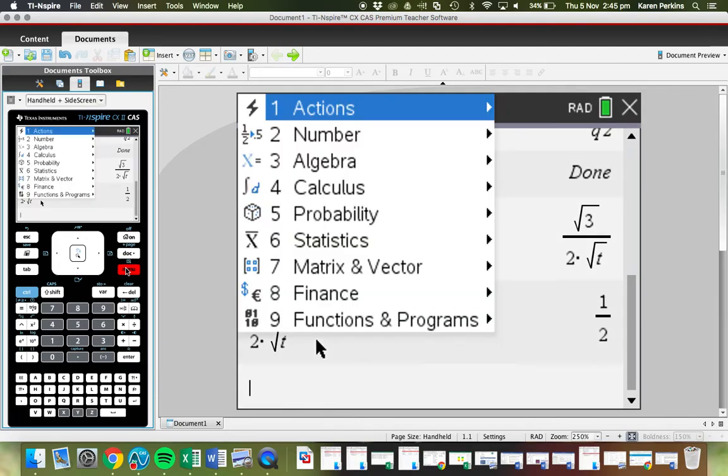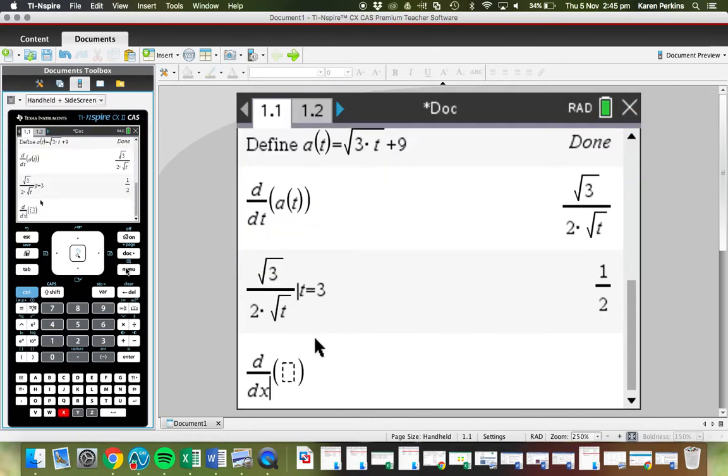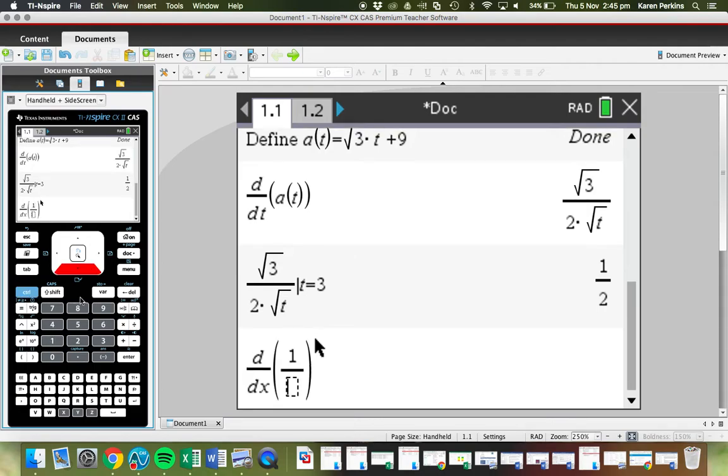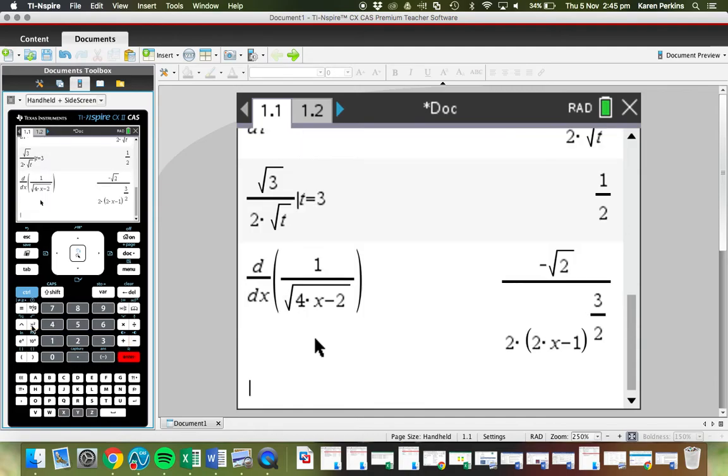Question 4, I'm not going to bother defining this because I don't need to use it again. So I'm just going to find a derivative of, with respect to x, 1 over the square root of 4x minus 2. So that's a little bit weird looking, but you see that is the same as option D.